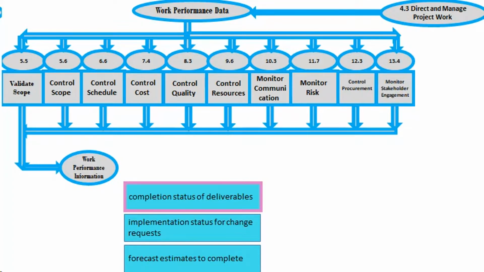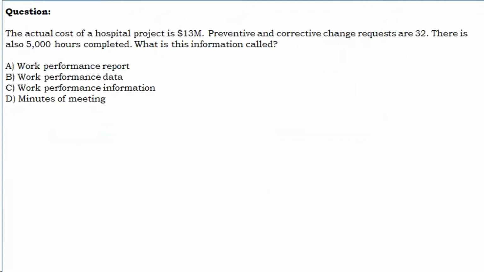Examples of work performance data include work completed, key performance indicators, technical performance measures, actual start and finish dates of schedule activities, story points completed, deliverable status, schedule progress, number of change requests, number of defects, actual costs incurred, and actual durations.